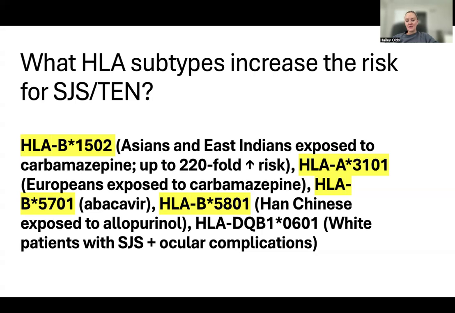B*5701 is with abacavir. And then B*5801 is with Han Chinese patients exposed to allopurinol. And then last but not least, DQB1*0601 can be associated with ocular complications.